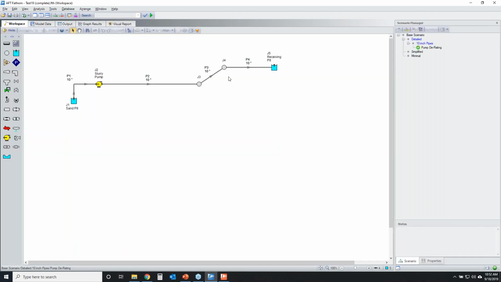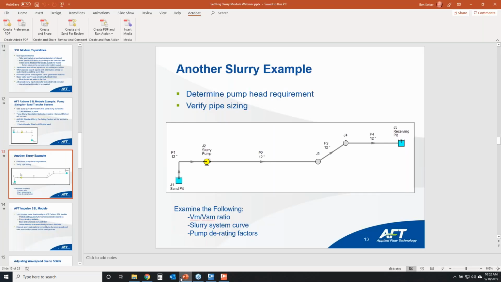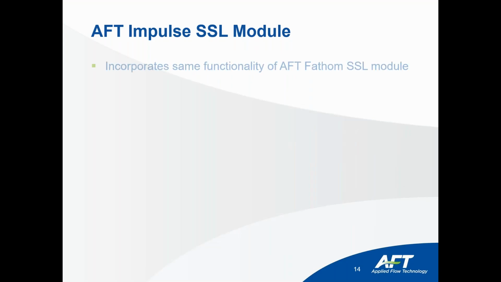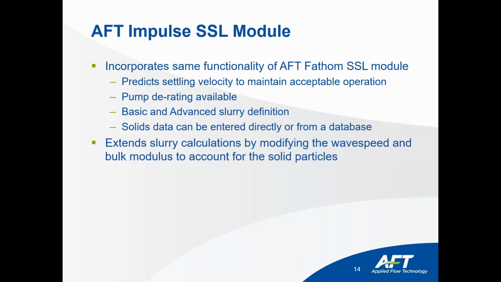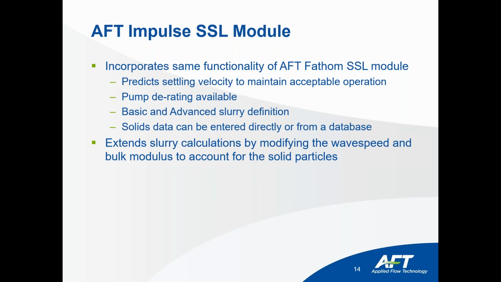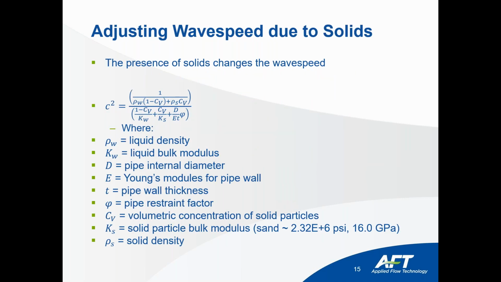Okay, so that's enough for steady state slurry calculation methods. Let's talk about slurry calculations in terms of water hammer or slurry hammer with AFT Impulse. So what's different about AFT Impulse? Well, the main thing is that the wave speed has to be adjusted to account for the presence of solids. Now, this is not a webinar that is an introduction to AFT Impulse. So I'm going to assume that either you know a little bit about what AFT Impulse is doing for water hammer, or that you're going to go learn a little bit more after this.